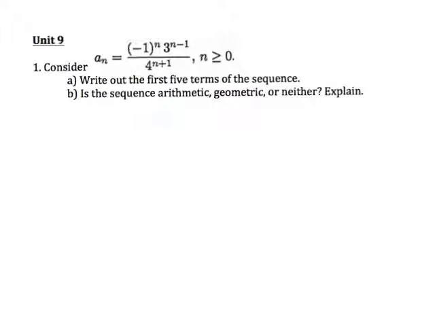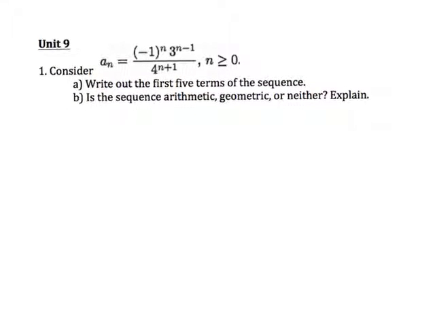Okay guys, this is Unit 9 review, number 1. You have a sequence right there, and you are given an explicit formula. Explicit formula for the nth term. It's this right here. And I want you to write out the first 5 terms of the sequence. I'm actually only going to write out the first 3 in this video. You can get the 4th and 5th from the key in Schoology.